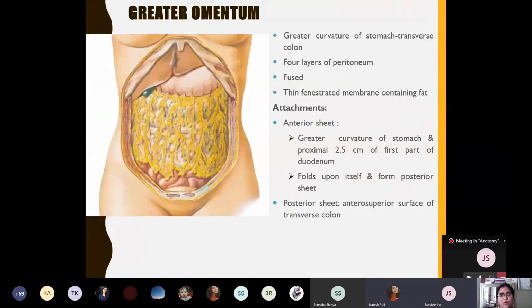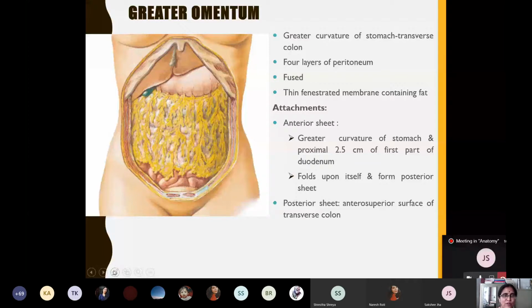Yes, ma'am. Now another important topic on the peritoneum is greater omentum. This peritoneal fold, suspending from the greater curvature of the stomach to the transverse colon, is known as greater omentum. Now this greater omentum consists of 4 layers. You will see these 4 layers in the sagittal section.